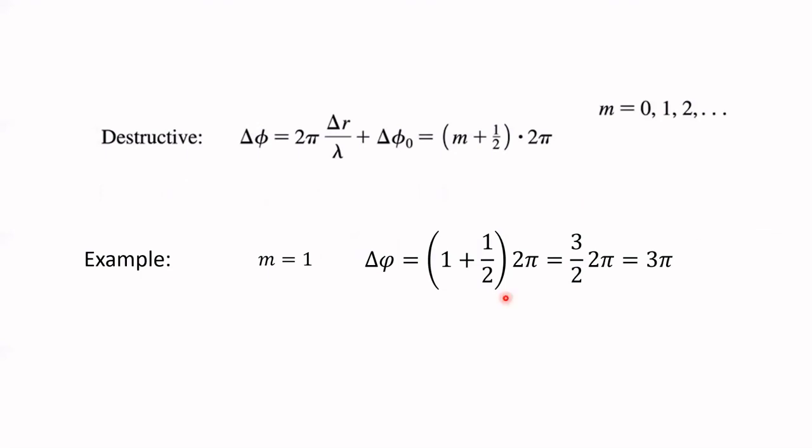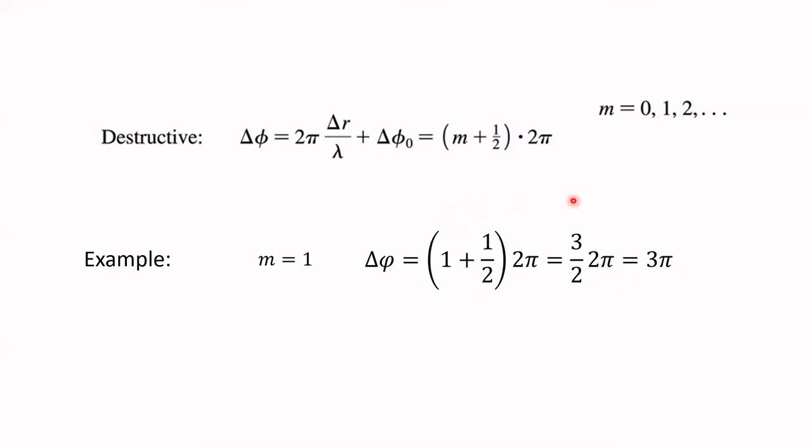As an example, what if you plug in m equals 1 and we're talking about destructive interference? If the overall phase difference is 1 plus a half times 2 pi, well, 1 and a half, isn't that 3 halves? Yeah, 1 plus a half is 1 and a half. That's 3 halves. The 2's cancel and you're left with 3 pi.